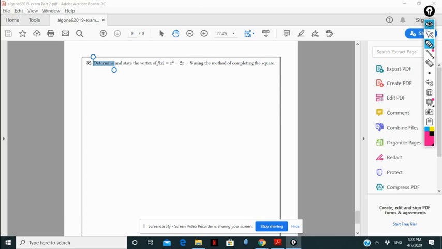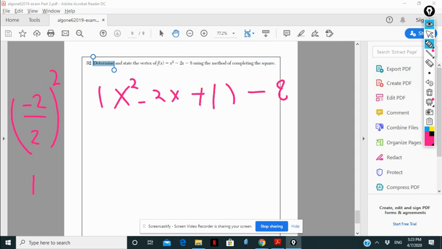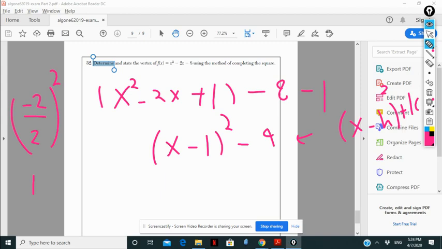Question number 32. Determine and state the vertex by completing the square. So x squared minus 2x in parentheses, minus 8 outside. So negative 2 divided by 2, all squared, is going to be 1. So I have to add here 1, and since I added 1, I have to subtract 1. So it's x minus 1 squared minus 9. That's in the form x minus h squared plus k. So the h value is 1, and the k value is negative 9. So the vertex is 1 and negative 9, h and k.